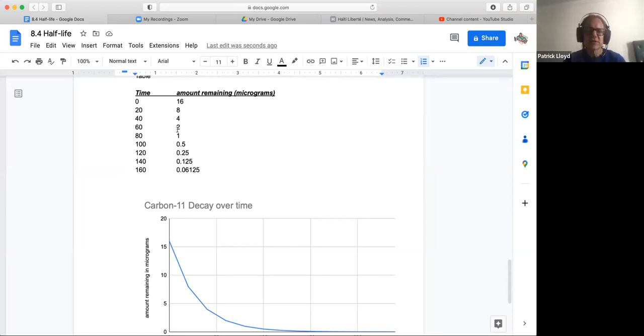Take a look at what we get. It gets smaller and smaller and smaller. But notice it doesn't really get to zero. You could go out as far as you want, and it'll get smaller and smaller and smaller, but it never actually gets to zero. Okay.